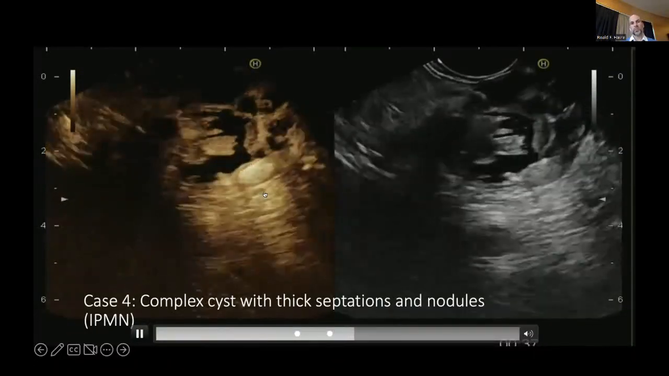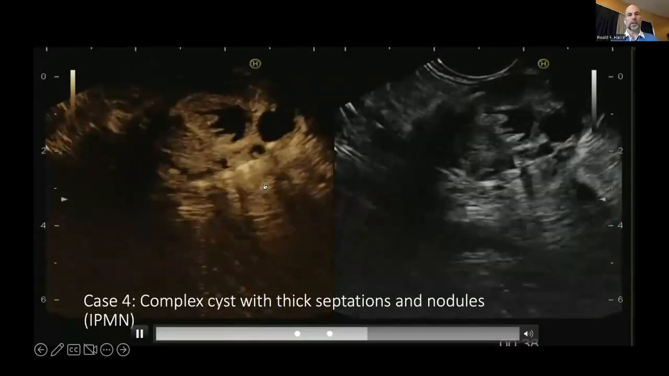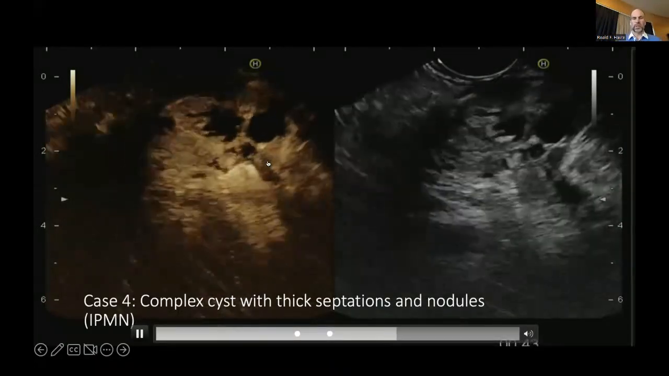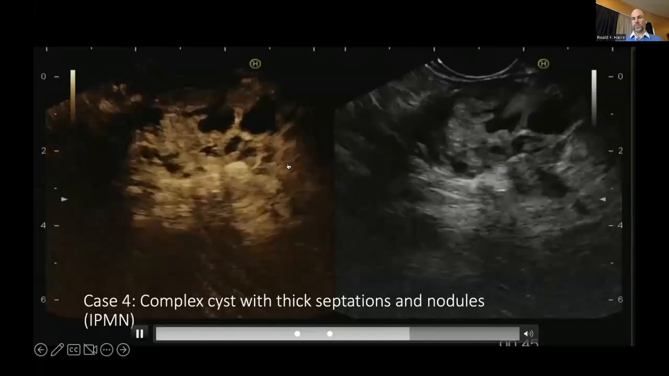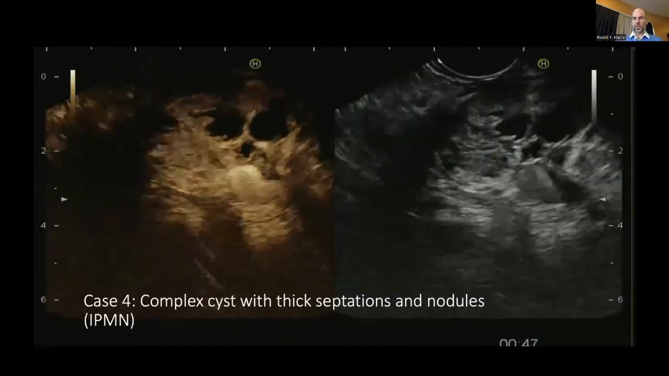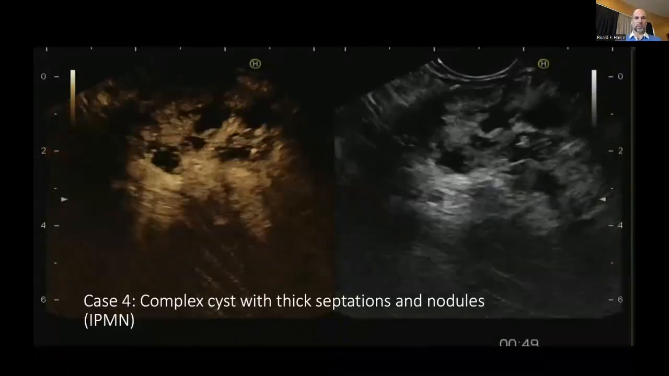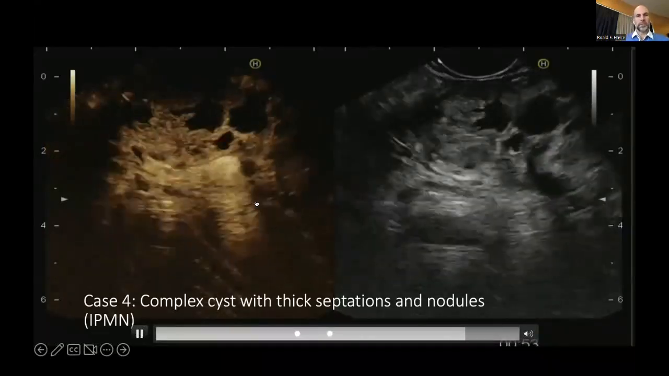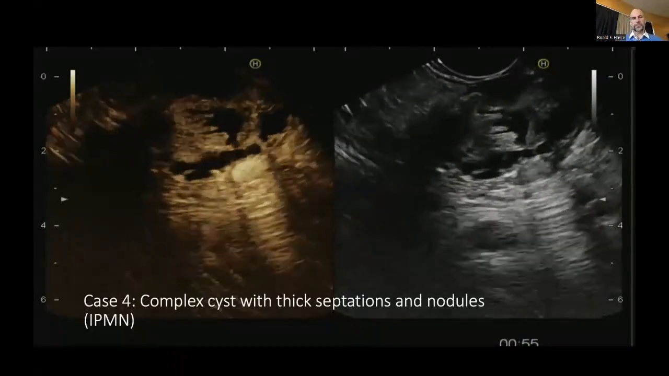So these were more worrisome features of this cyst, and it was later operated. It was an IPMN tumor.